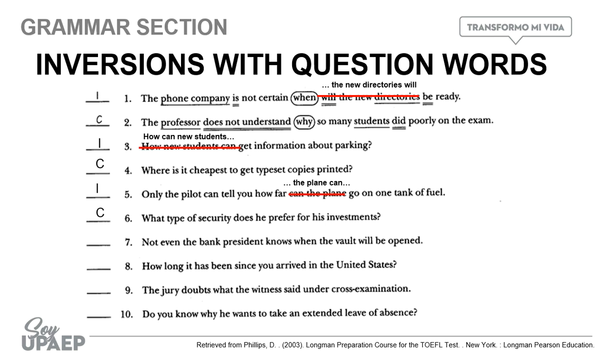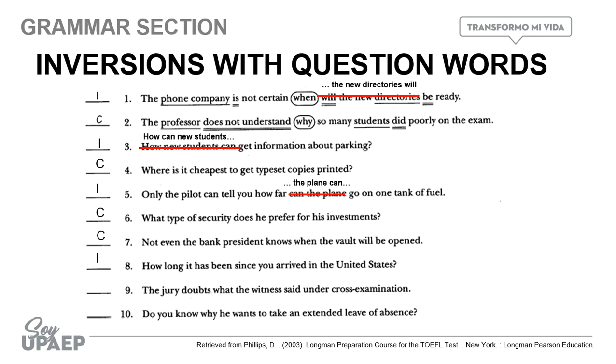Number 7, not even the bank president knows when the vault will be opened. Correct or incorrect? That is correct. The question is, is there a clause before the question word? Yes, there is a clause. The clause is not even the bank president knows. So we don't need an inversion. So the words are in the normal order.